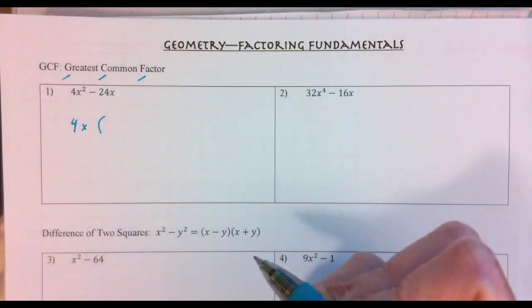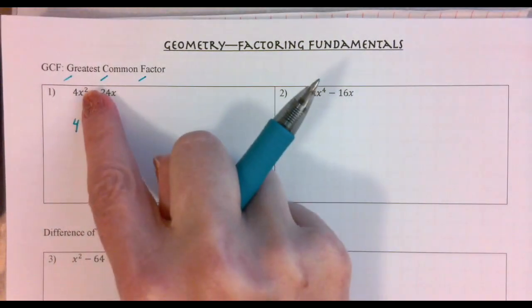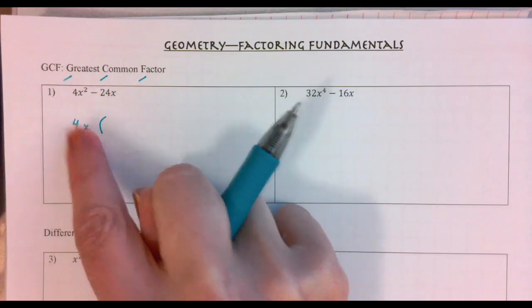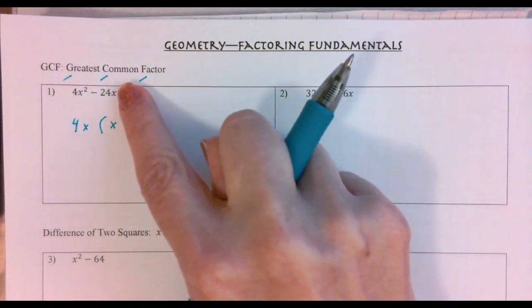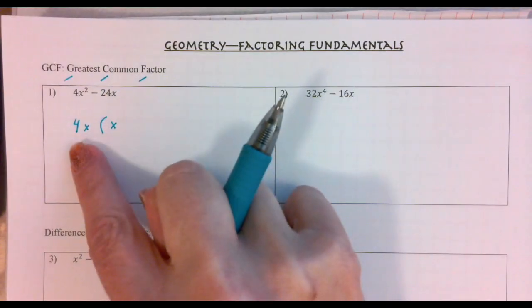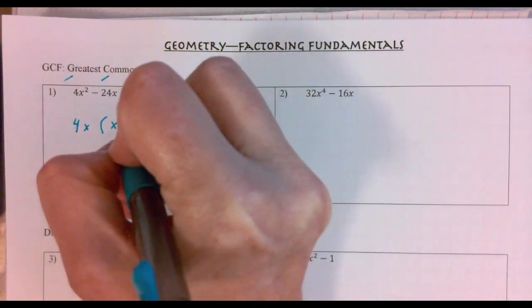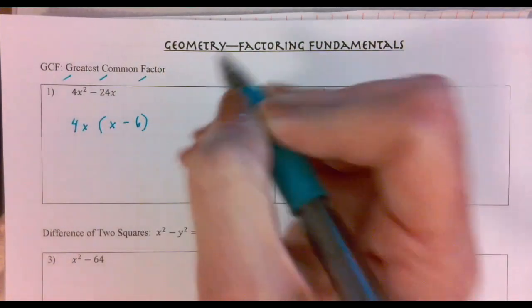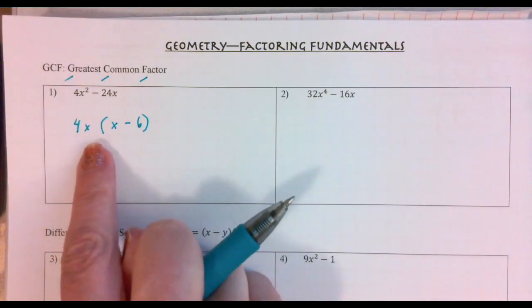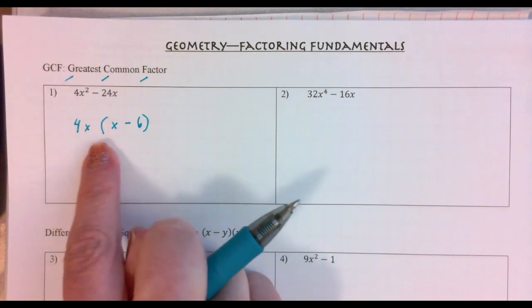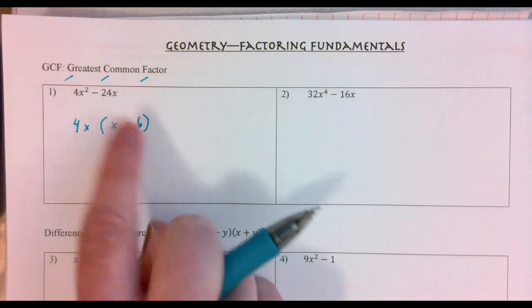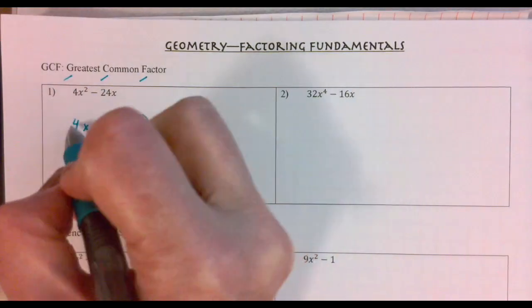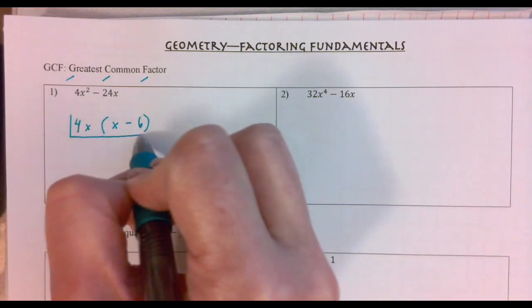Okay, what would I be leaving behind? So 4x squared divided by 4x, leaving behind x. Negative 24x divided by 4x is just minus 6. Okay, always double check. So if I distribute back, this is 4x squared minus 24x. It restores me back to that standard form. We want to look at it factored.